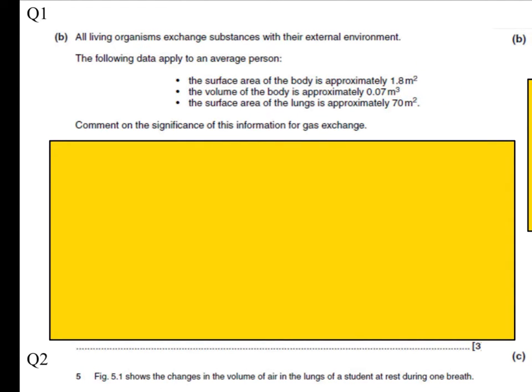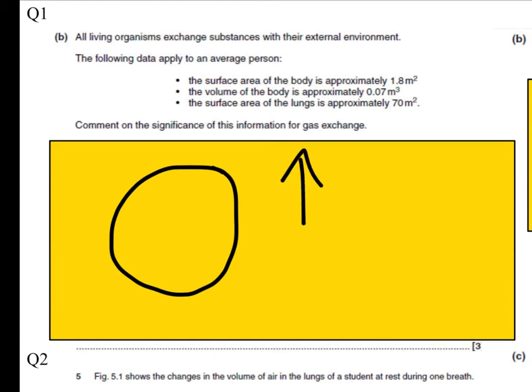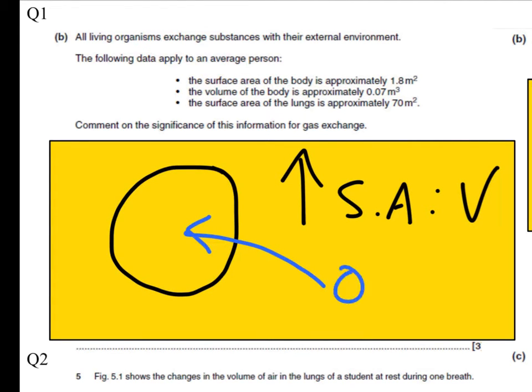Well, if you remember, single-cell organisms have a very high surface area to volume ratio. For this reason, oxygen can just diffuse into the cell and carbon dioxide can diffuse out of the cell. They require no specialized gas exchange surface. This is the first lesson we had on gas exchange.